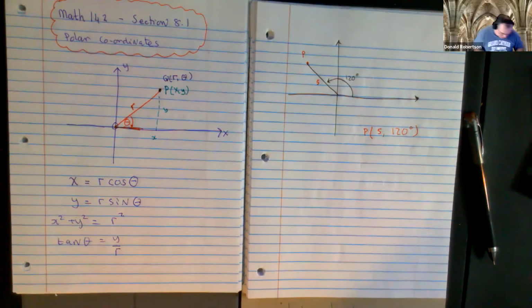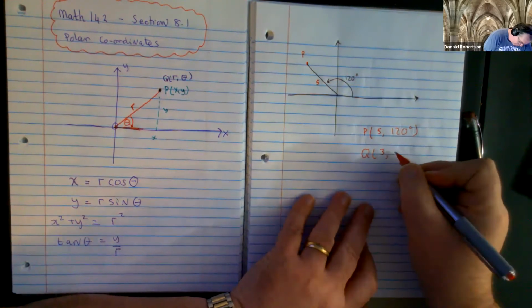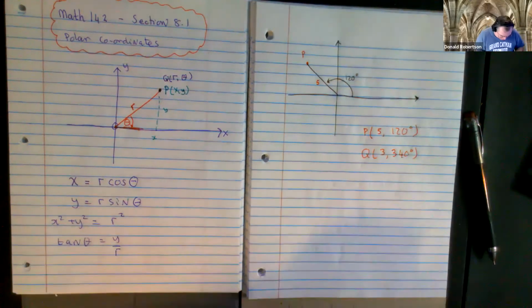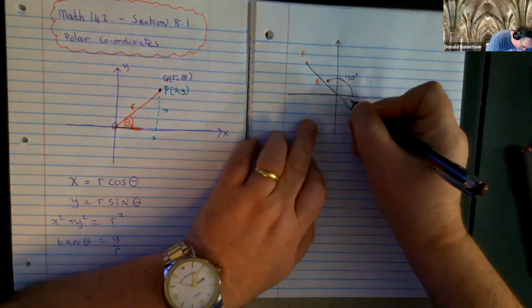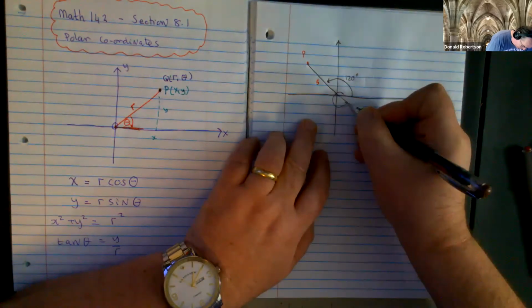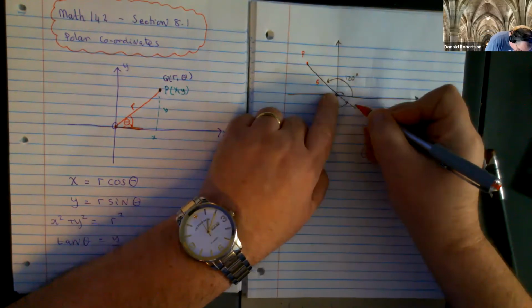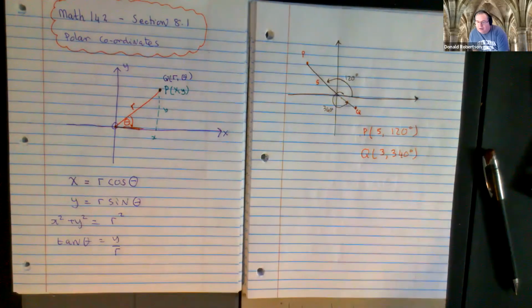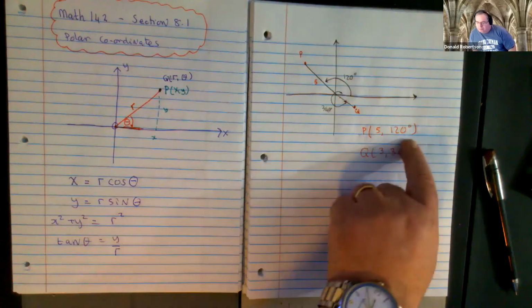Now, suppose I said I've got another point Q, and it's 3, 340 degrees. Well, you'd say, okay, 340 degrees would be something like that, right? It's almost an entire circle. And if you measured from the origin 1, 2, 3 units, there would be Q. So any point in any of the 4 quadrants can be described in polar form, right?